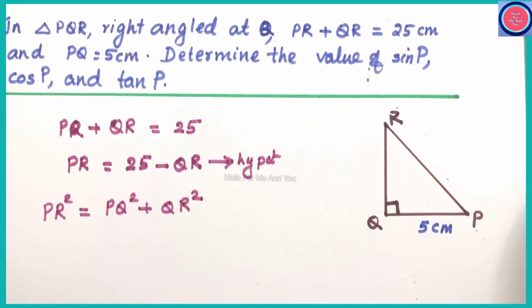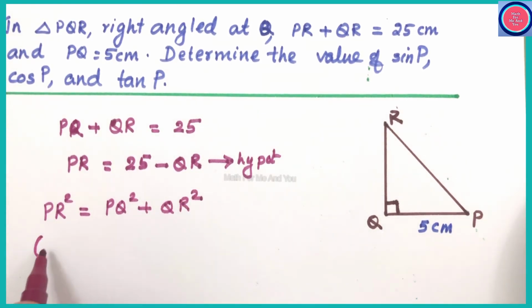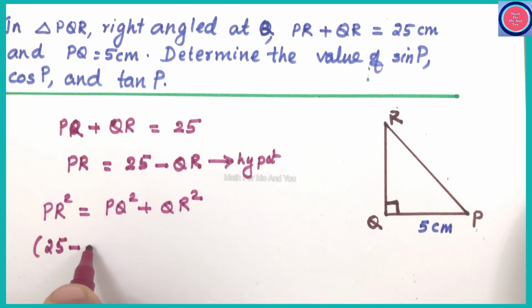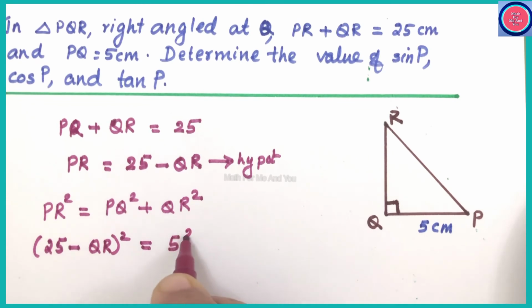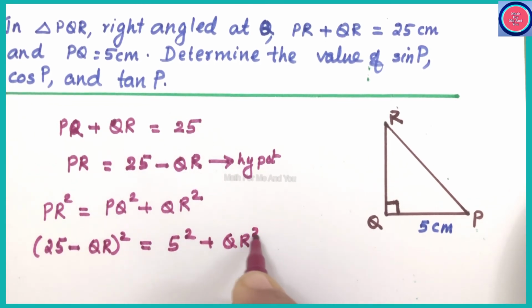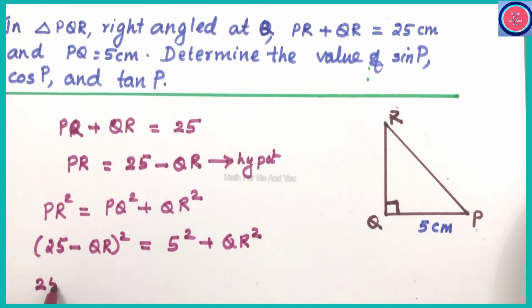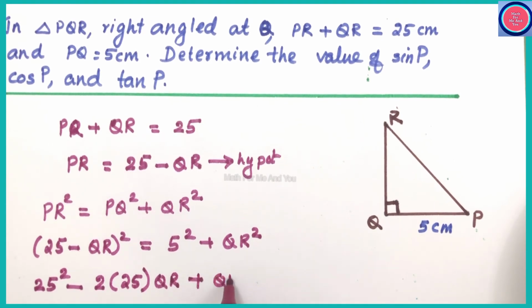Substitute the values for PR. Then we get 25 minus QR the whole square is equal to PQ square plus QR square. PQ square is 5 square plus QR square. And then the left side, we can remove the bracket by using A minus B the whole square. So we get A square minus 2AB plus B square form. In place of A, it is 25. So it is 25 square minus 2 times 25 times QR plus QR square. The right side, 5 square plus QR square.